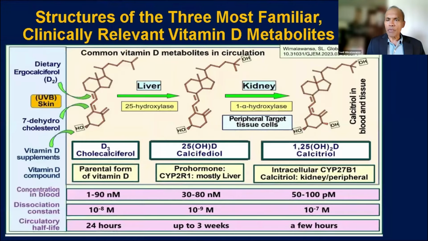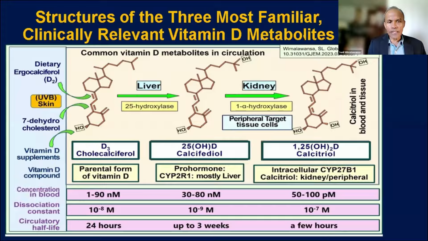So here are the 3 molecules. You can see on the top part of the screen, we call it calciferol, which is D3, 25-hydroxy vitamin D calcifediol, and the calcitriol. This slide you can go back and review later because it has a lot of information about the concentration in the blood, dissociation constants, and half-lives.